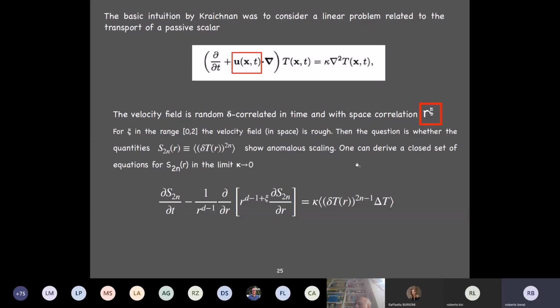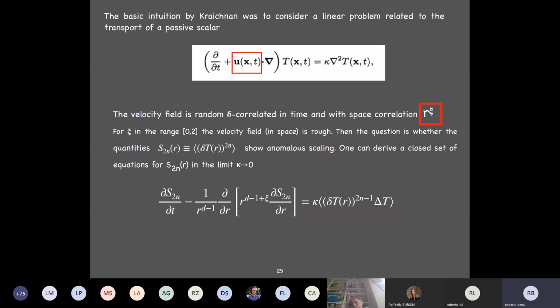And in fact, one can derive from this equation and the assumption that the field is randomly correlated, a closed equation for the moments here of the temperature fluctuations to the power 2n. Obviously, all the moments of negative powers go to 0. And then we can derive this equation, and we could try to understand whether this equation shows up with some anomalous scaling, which is the core of the discussion that we had done so far.